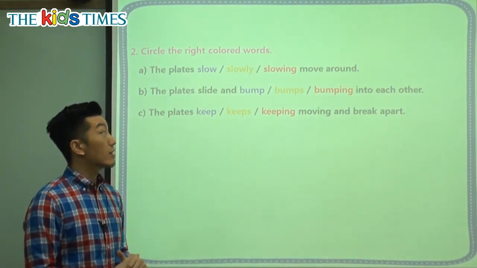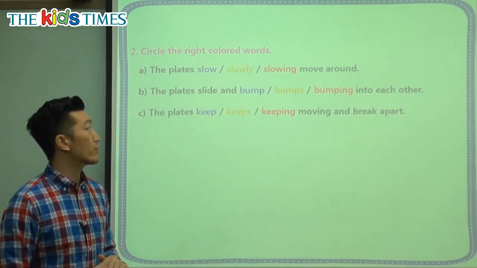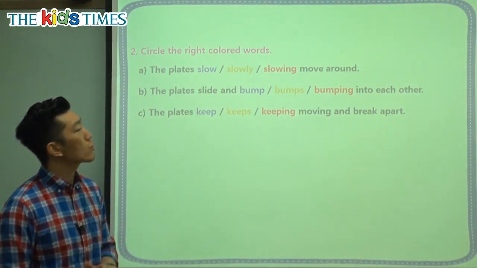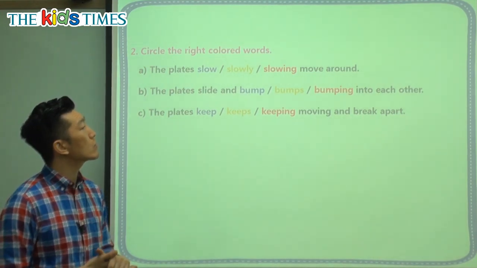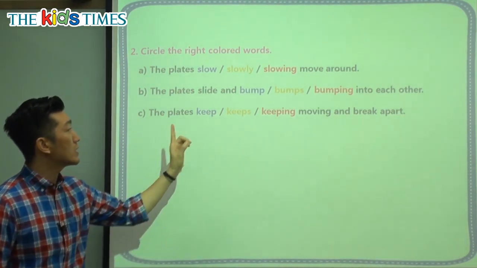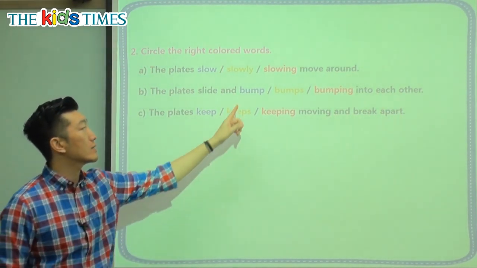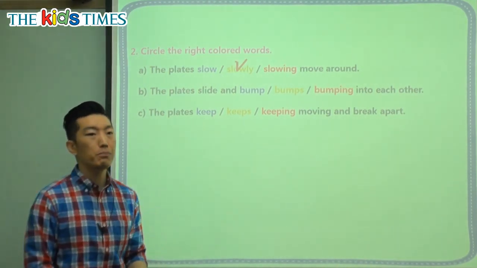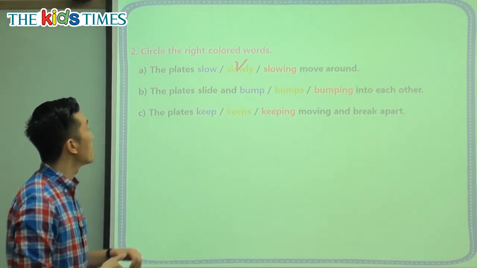Let's look at the colored words and which one is appropriate for the sentence, which one is correct. Let's look at the first sentence. The plates slow move around, or the plates slowly move around, or the plates slowing move around? If we need a word that describes how, we need an adverb, and ly usually tells us that it is an adverb. The plates, how do they move around? They slowly move around. That's a good adverb.